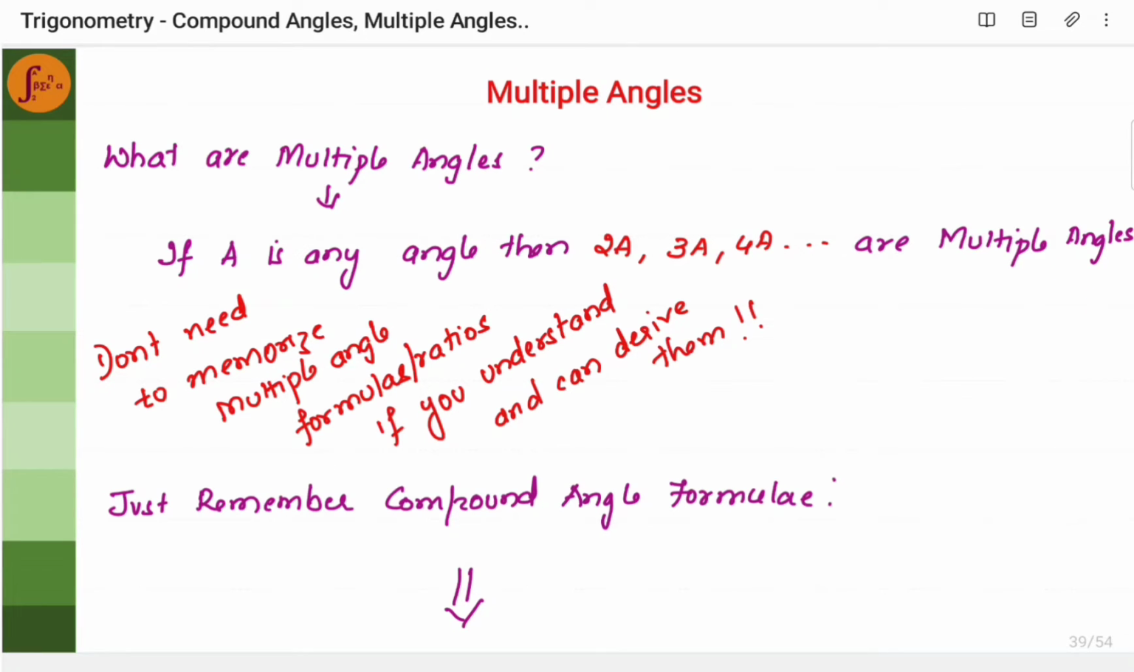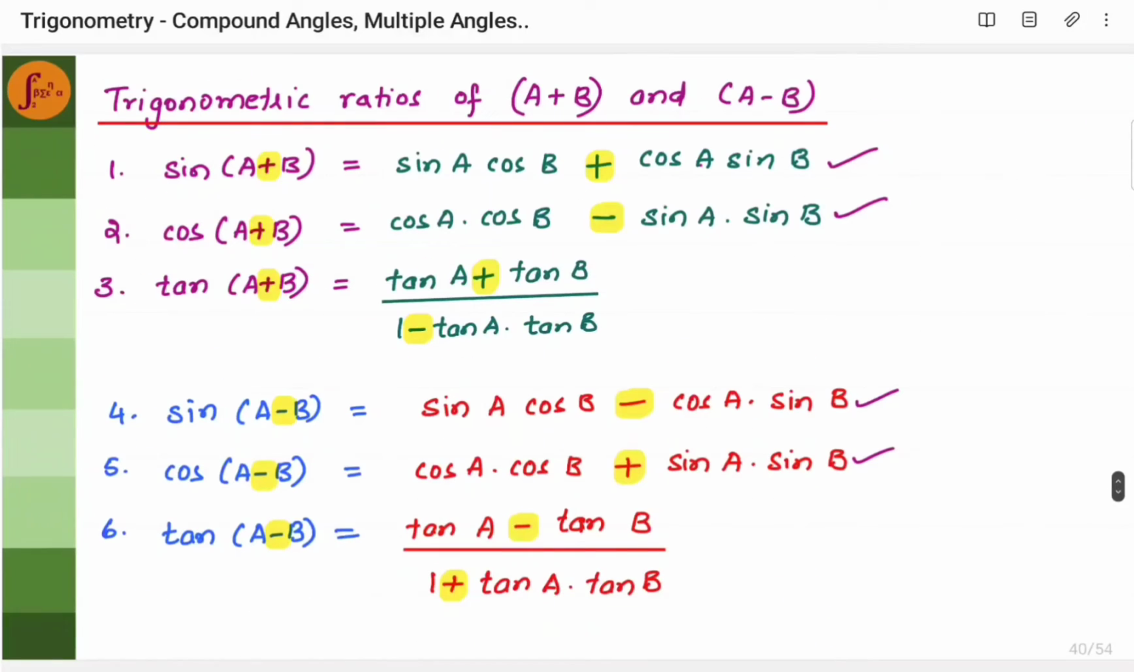In the earlier video we saw formulas for sin A plus B, sin A minus B, cos A plus B, cos A minus B. Now in this video, we will use the same compound angle concept and find out what sin 2A, cos 2A, tan 2A and so on are. Remember one thing, you don't have to memorize all of the formulas. If you can remember compound angle formulae, then you can derive the multiple angle and submultiple angle formulas.